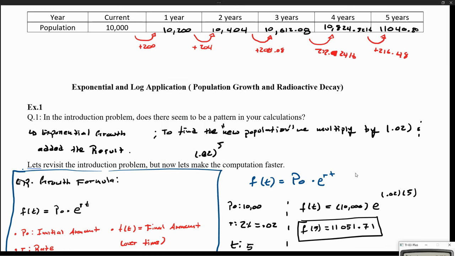So what's better? Just compute it as a table or compute it as a formula? Well, if you have a few years, you can just do it using a table. But what if you want to compute the population after 30 years or 40 years? You definitely don't want to use a table for that. It will be better to go straight to the exponential growth formula.